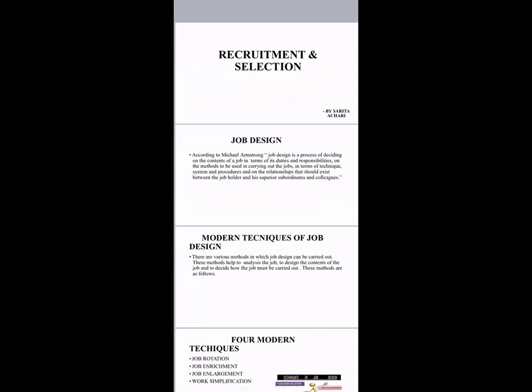Good morning to all. Myself, Sarita. Today I'm going to take a small topic, job designing, of the subject recruitment and selection. So let's see modern techniques of job designing. Before moving to it, let's see a definition given by Michael Armstrong. Farhan, can you read it?